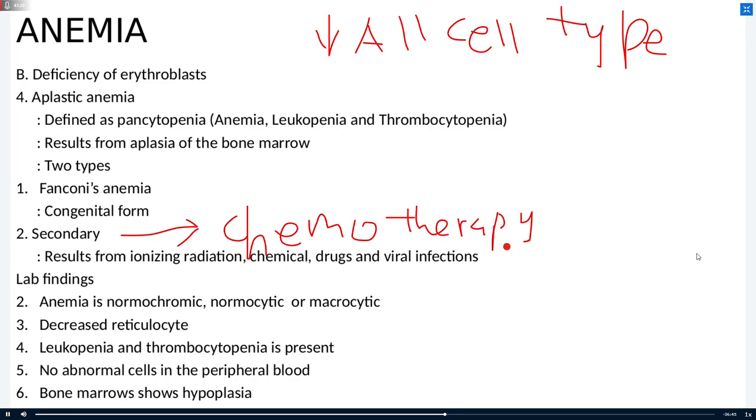Lab findings are anemia is normochromic, normocytic, or macrocytic. Decreased reticulocyte, leukopenia, and thrombocytopenia is present. No abnormal cells in the peripheral blood and bone marrow shows hypoplasia.